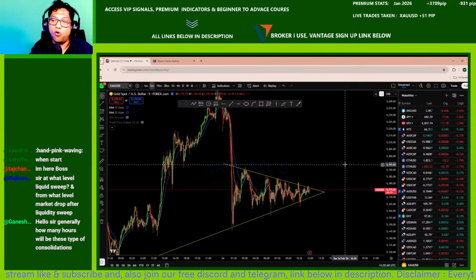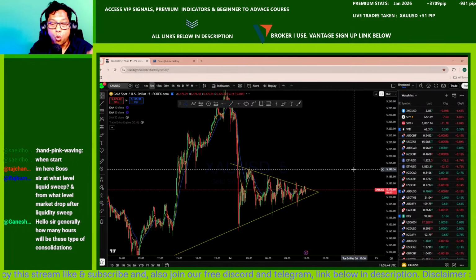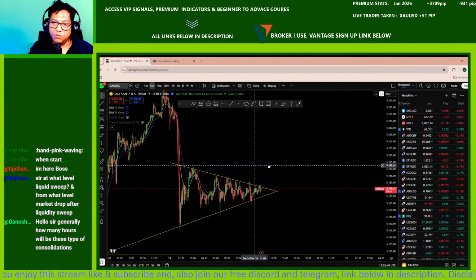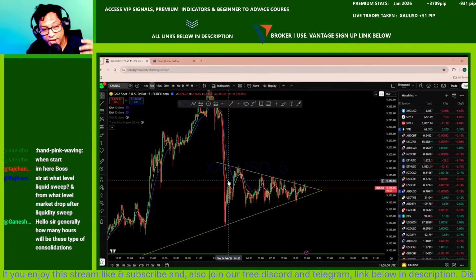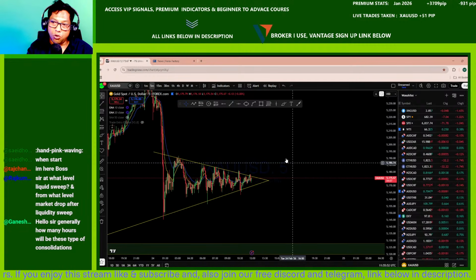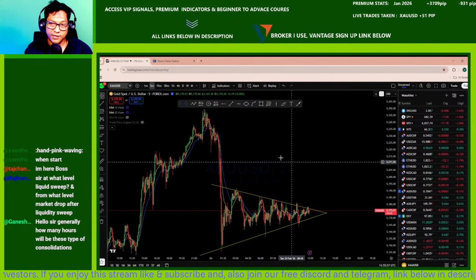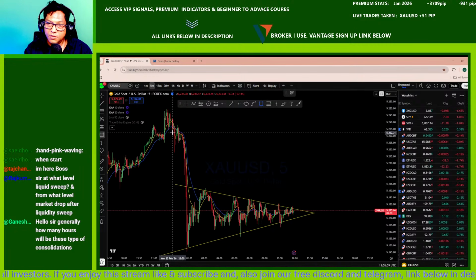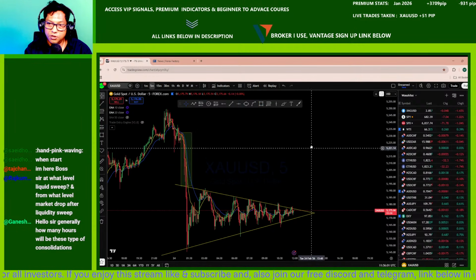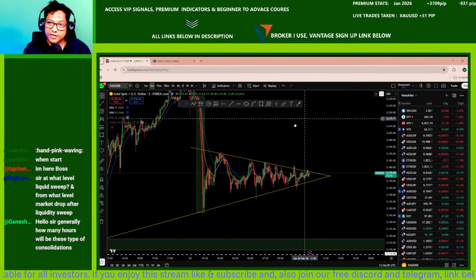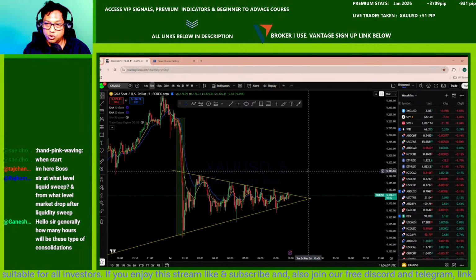Always look for the past, that means from where it started. Because with any kind of consolidation or range associated with a breakout, right? So if you look at here, this is the breakout, and with that breakout entirely drop here, and then it started this consolidation.